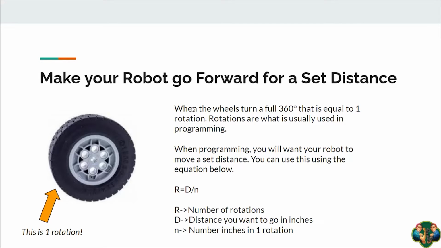So the distance that you want to go divided by the number of inches in one rotation will give you how many rotations you will need to go. And that is the number that you will put into your programming.